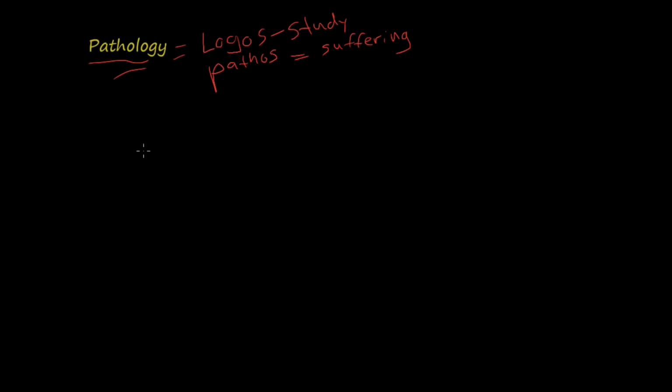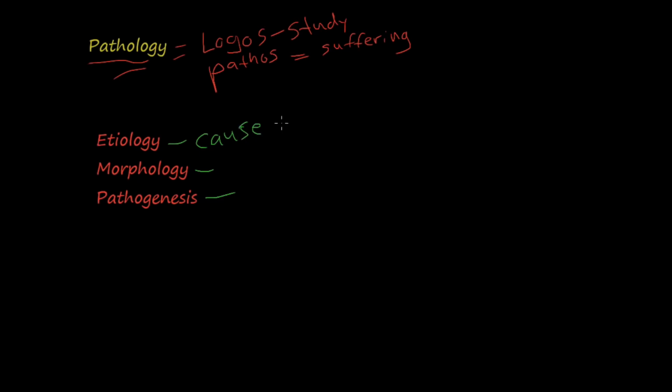Some of the words that are used a lot in textbooks and by pathologists are as follows. We have here etiology, morphology, and pathogenesis. Etiology is the cause. So when they say, what is the etiology of diabetes? It's what is the cause of diabetes?